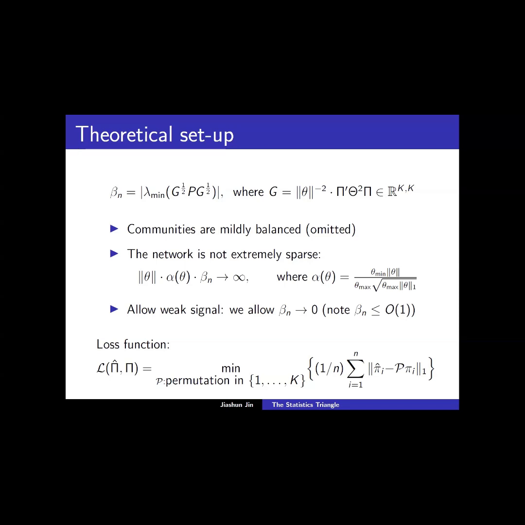The permutation is important here because this is a latent variable estimation, so it's more like clustering. The estimated clusters may not be correctly labeled or aligned, so you need to permute the K communities.